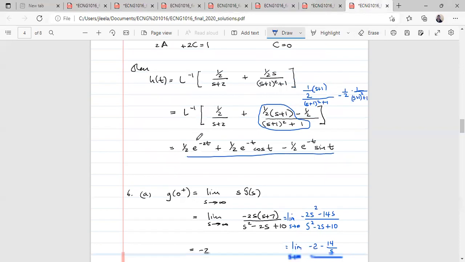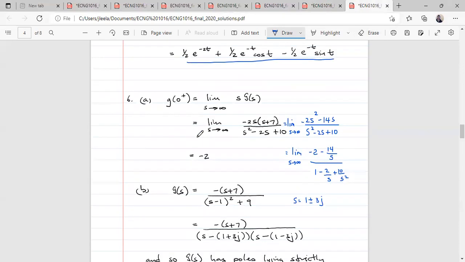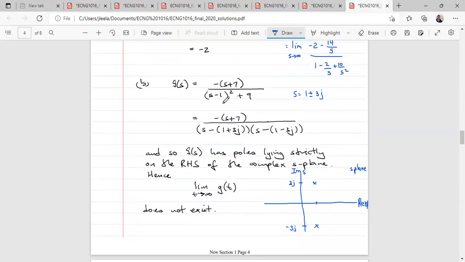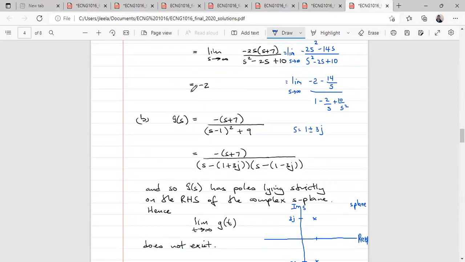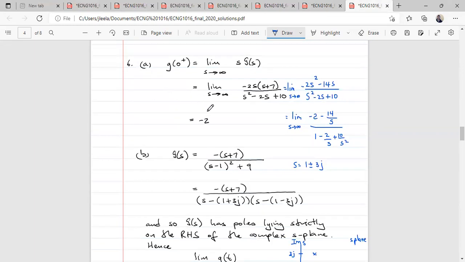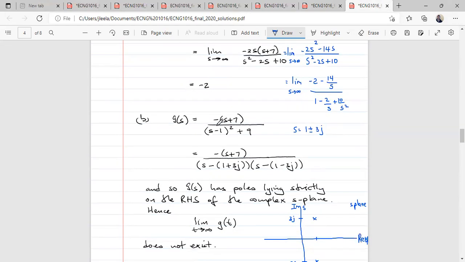Right, so let me just pull it up here to make it easier for us. Look at it here. The first part here was minus 2, that is your initial value theorem. So g(0) is minus 2, which we already did, right? And then the other part now, part B, you're taking G(s) here.